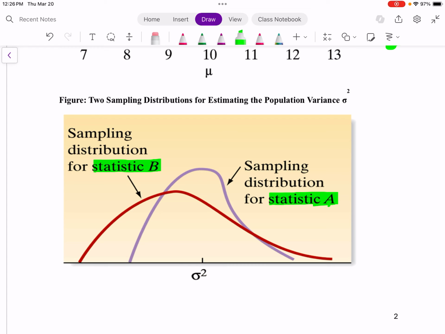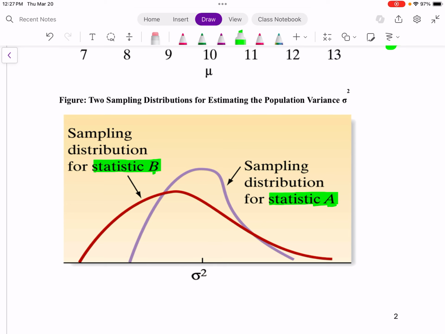A can be X bar, A can be median, A can be S square, it can be S or P hat. Okay, it's always a statistic. So they use A for some statistic, and they use B for another statistic. So it's always about X bar, median, S square, S or P hat. So we have these two different sampling distributions for two different statistics.